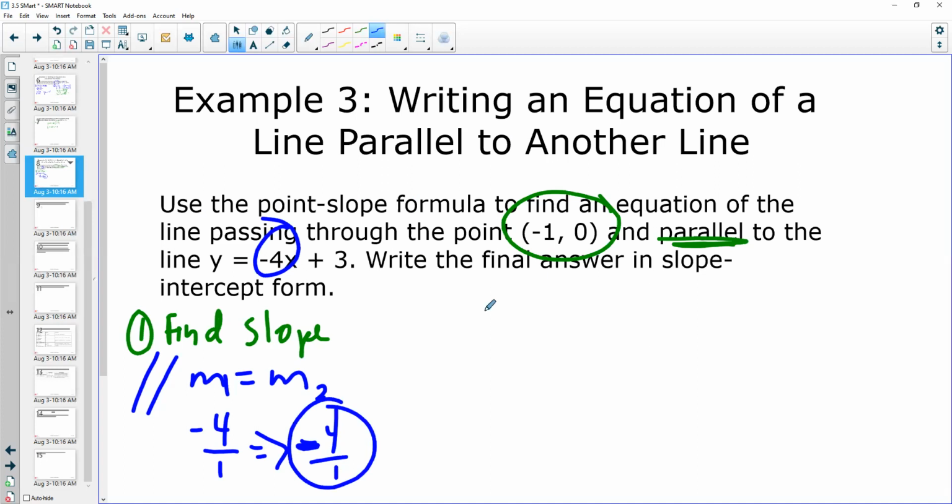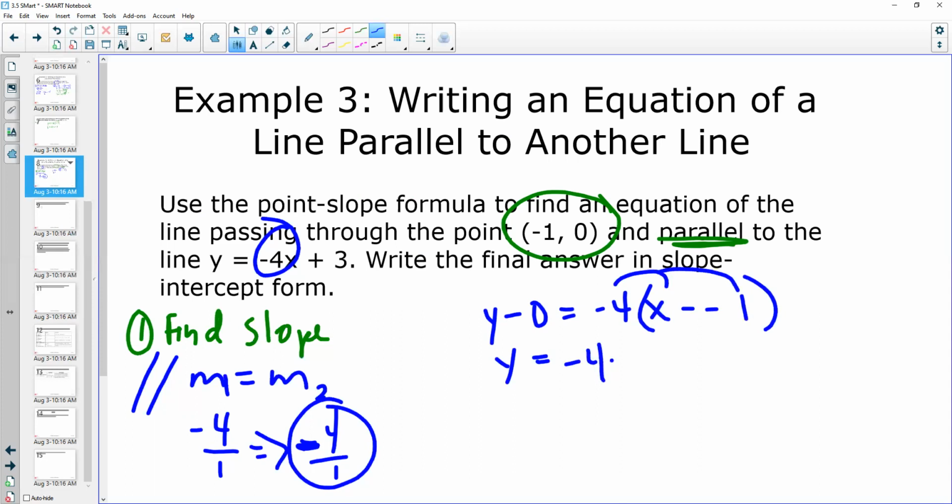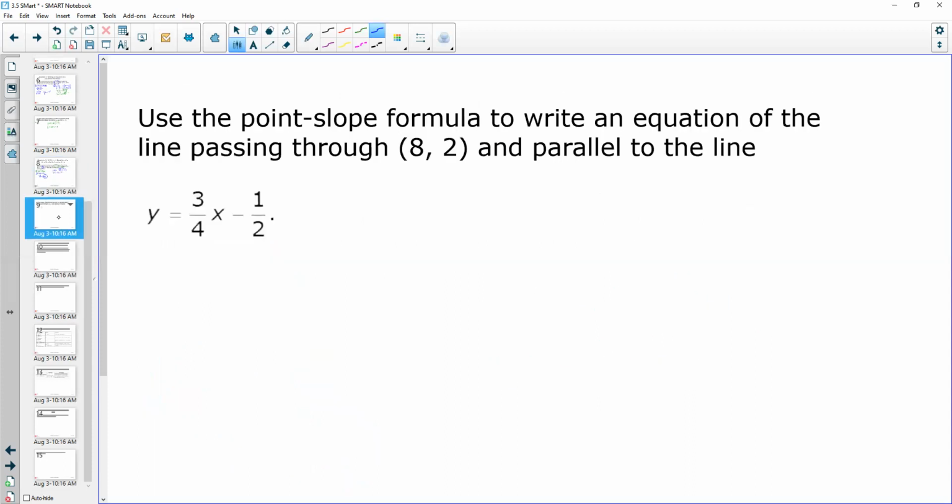So I have y minus 0, well, that's handy, equals negative 4 times x minus negative 1. Well, y minus 0 is just y. And then I'm going to distribute the negative 4. And negative 4x, this became a plus, so plus 4. And I'm done. That's it. Okay? You try the next one. This one is not scary. It just has fractions in it.